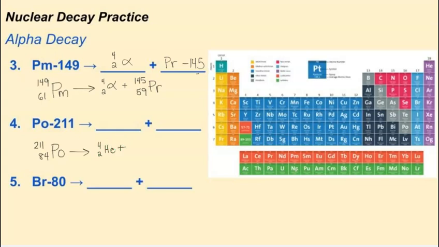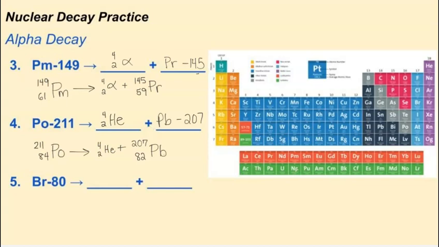So 211 minus 4 would give us 207 as our new mass number, and a new atomic number of 82. So let's find 82 on the periodic table, and 82 is in fact lead, Pb, right here. So we'll fill in that chemical symbol, Pb, and we'll write our shorthand notation, Pb-207, lead-207, and then our alpha particle, 4 2 He, or alpha, whichever you want to write.